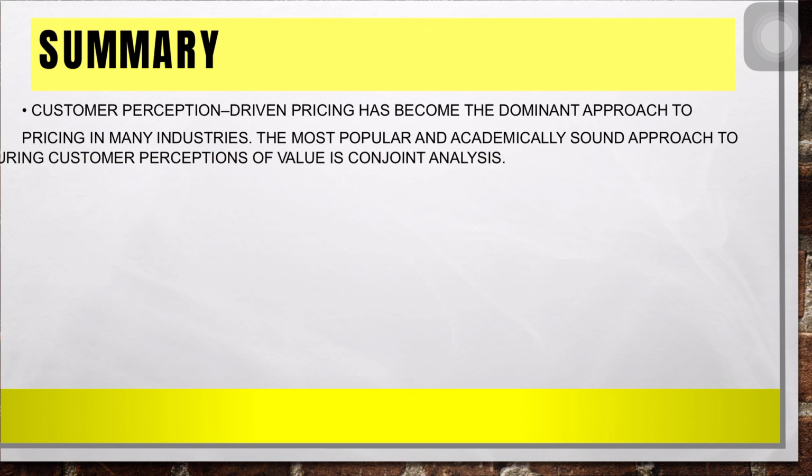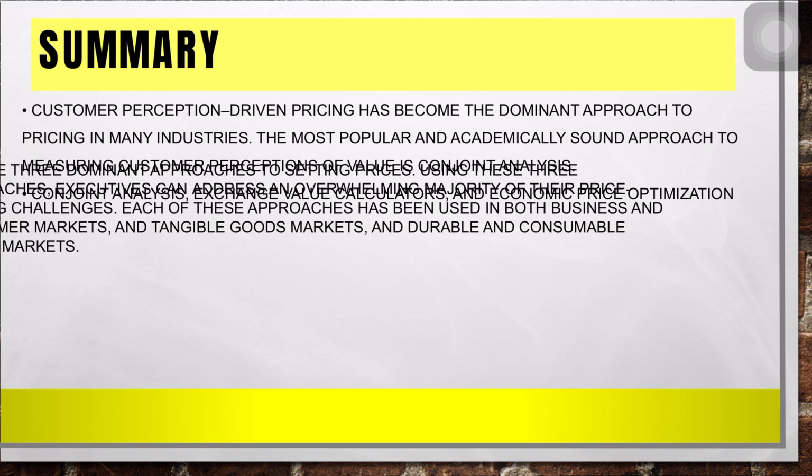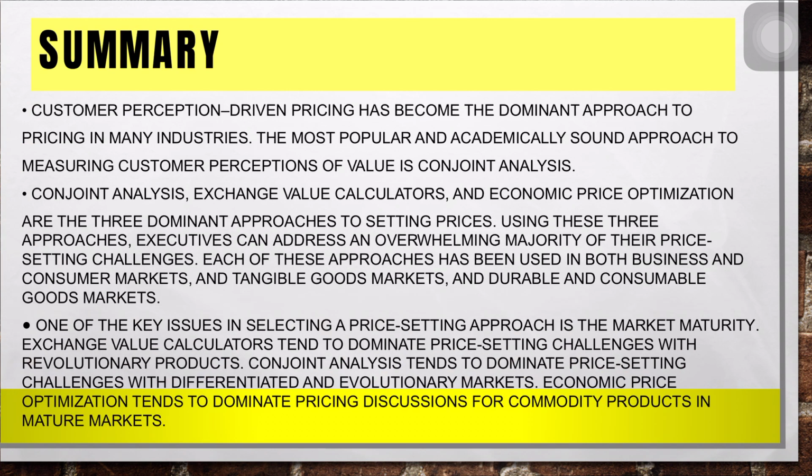When we say customer perception, value-driven pricing has become the dominant approach to pricing in many industries. The most popular and academically sound approach to measuring customer perceptions of value is conjoint analysis. Conjoint analysis, exchange value calculators and economic price optimization are the three dominant approaches to setting prices. Using these three approaches, executives can address an overwhelming majority of their price setting challenges.